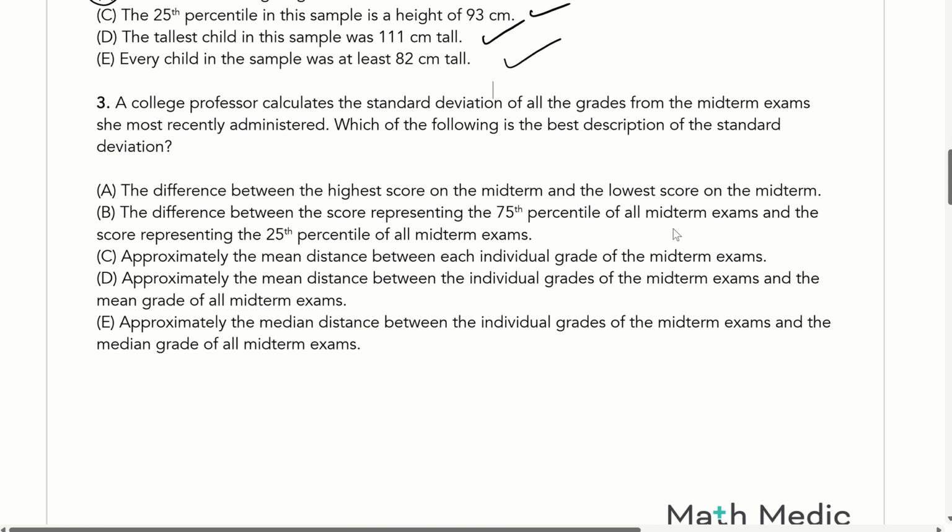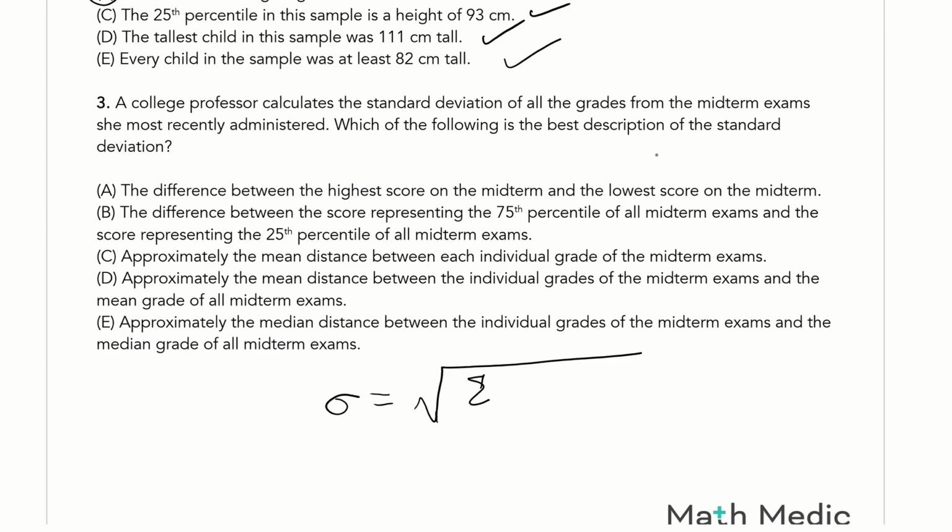All right, so number 3, a college professor calculates the standard deviation of all grades from the midterm exam she most recently administered. Which of the following is the best description of the standard deviation? All right, remember the standard deviation is the square root of the sum of the x minus mu squared divided by n. And then the sample standard deviation is just the n minus 1 version of that.